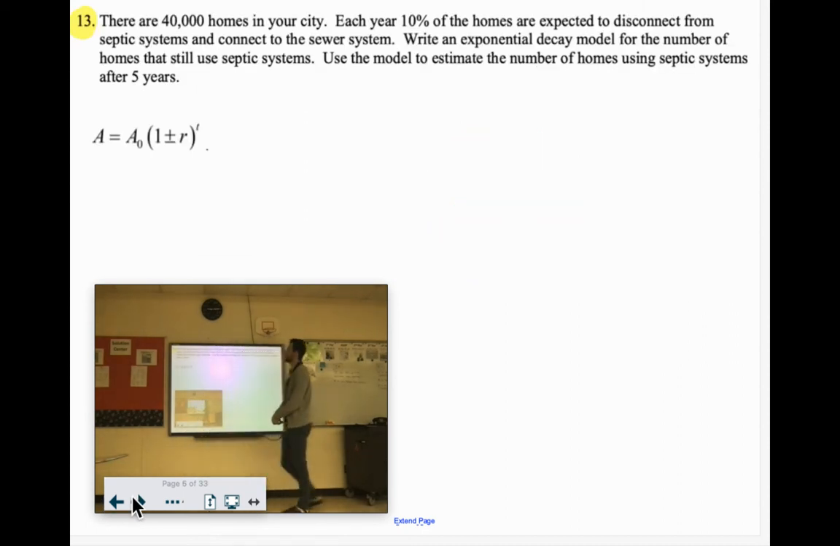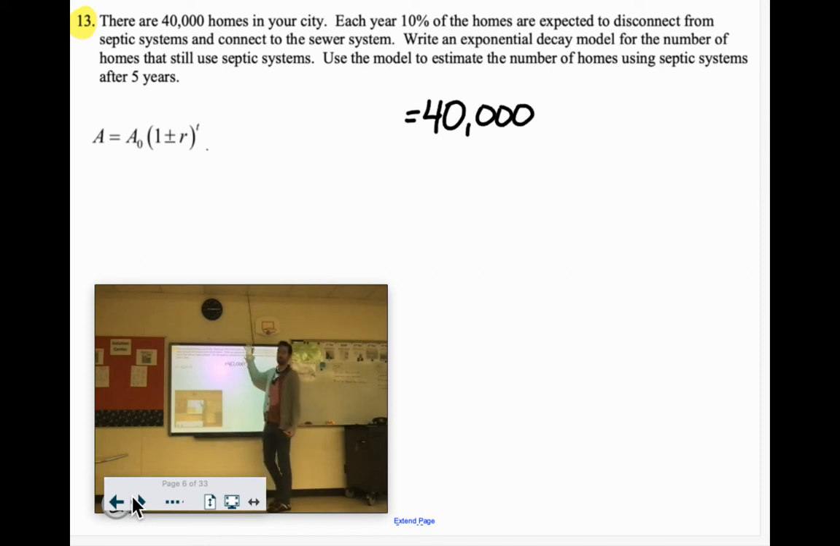Number 13, there are 40,000 homes in your city. Each year, 10% of the homes are expected to disconnect from the septic systems and connect to the sewer system. Write an exponential decay model for the number of homes that still use septic systems. Use the model to estimate the number of homes using septic systems after 5 years. So our initial amount is the 40,000 homes.